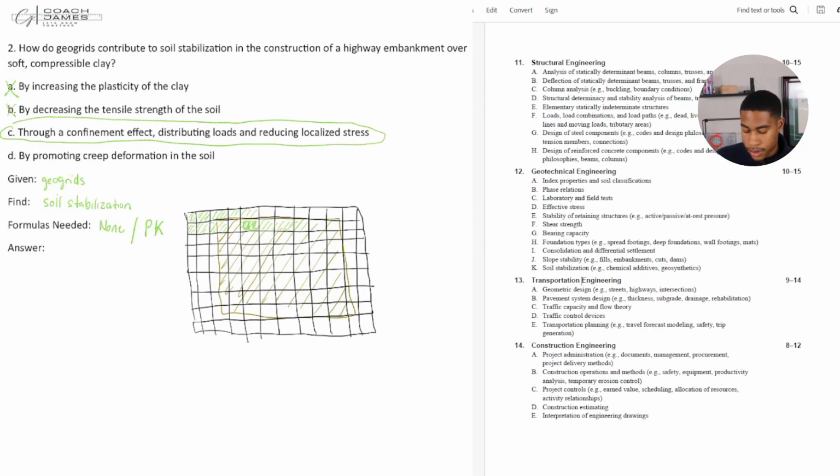And then D was by promoting creep deformation in the soil. That sounds horrible. Sounds creepy and not good, especially for deformation. So no. Answer is C. Alrighty, so let's look at number 3.